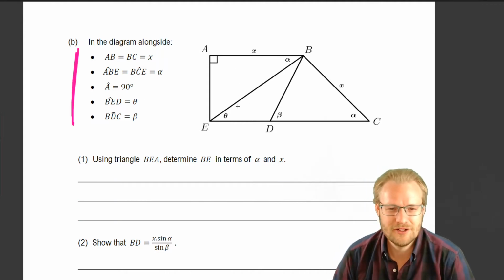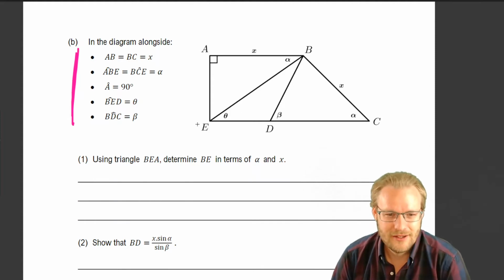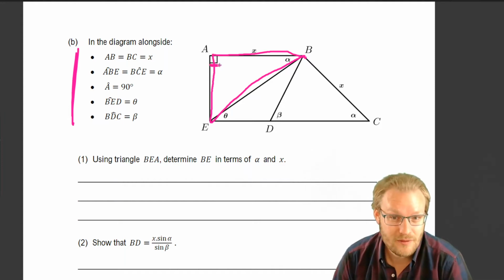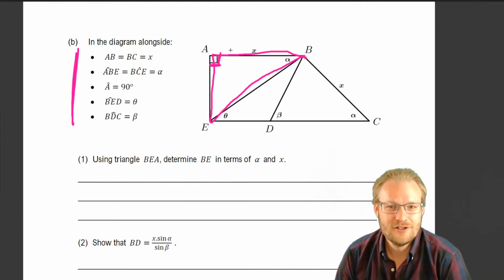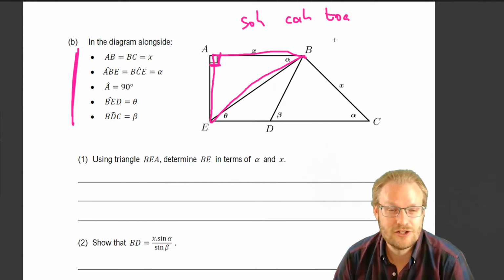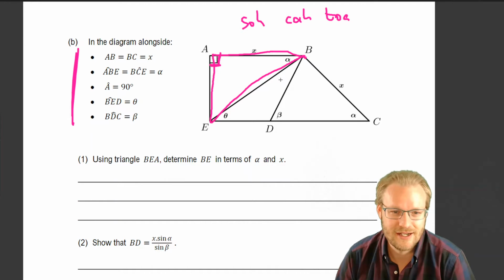Okay, so here's a little hint maybe. Using triangle BEA, so you've got a triangle here. What type of triangle is triangle BEA? Well, it's a right angle triangle. So we know that we can just use our trig ratios straight up. So we've got sine, cos, tan, so, ca, toa. No need to use anything fancy here.